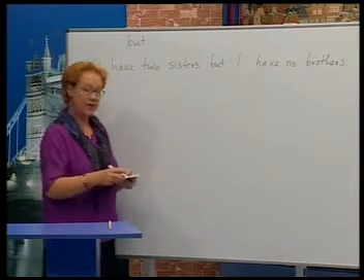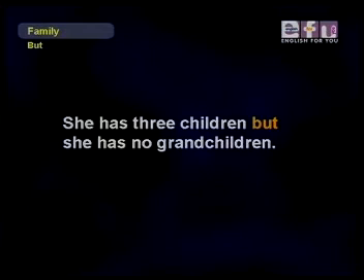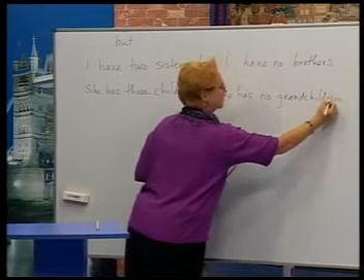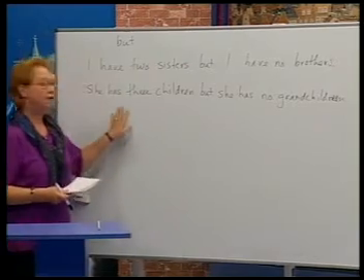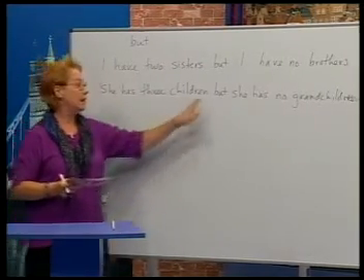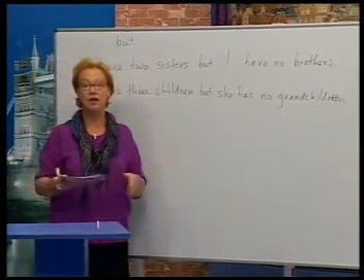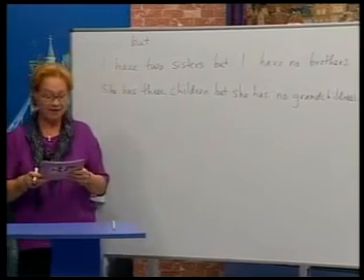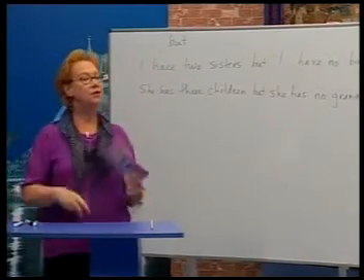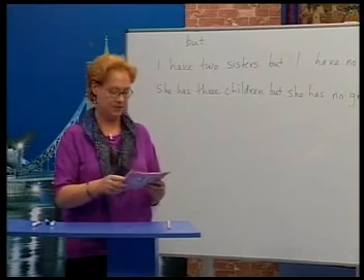I have 2 sisters, but I have no brothers. But. Okay, another example. She has 3 children, but she has no grandchildren. Okay? She has 3 children, but she has no grandchildren. Okay? Now let's practice. Now, I want you to tell me 2 different things about your family.